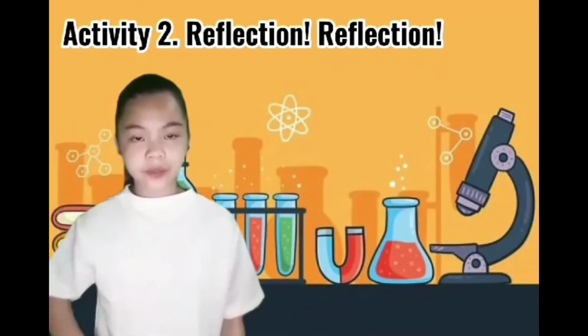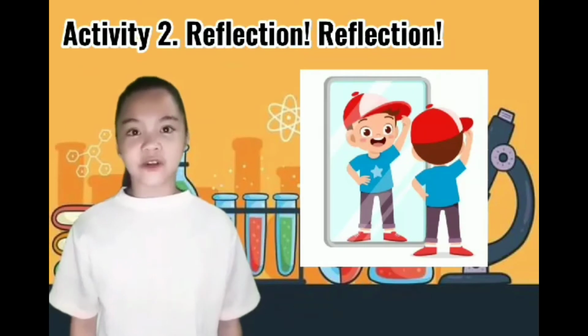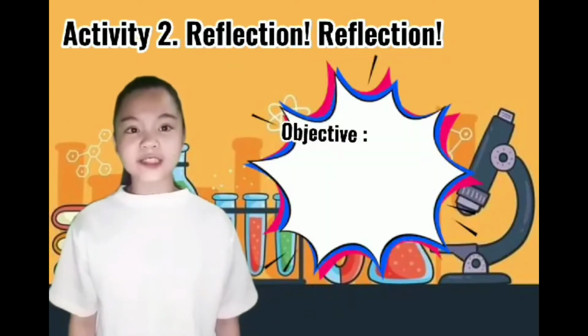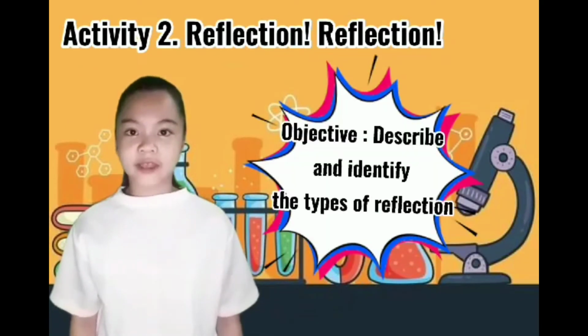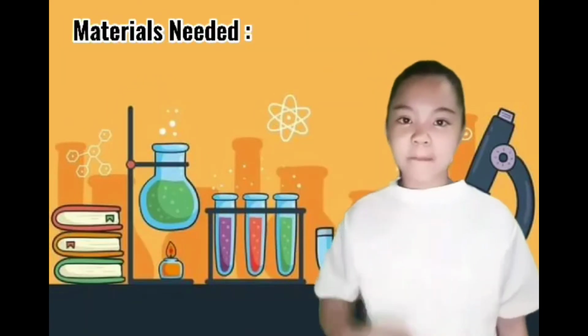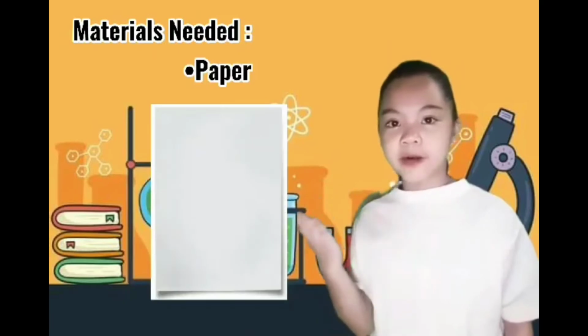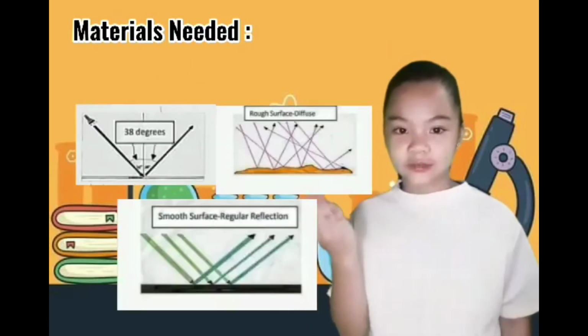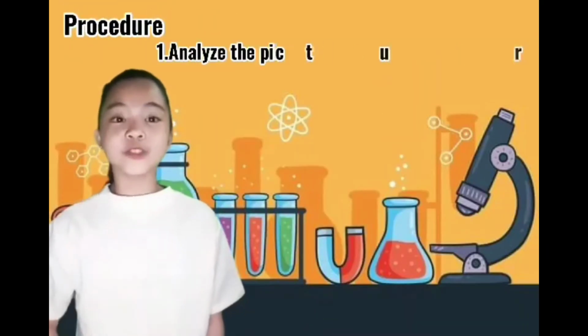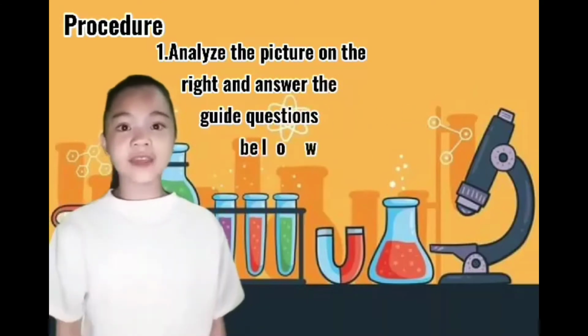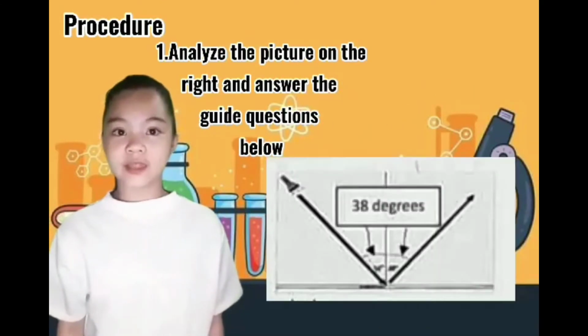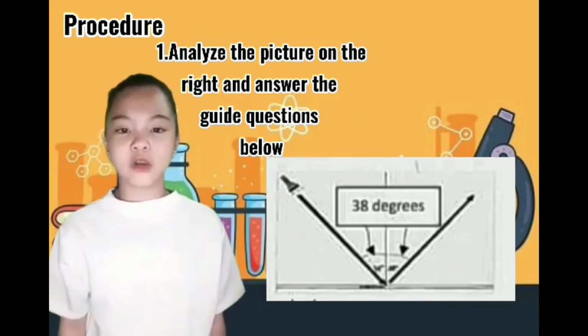Activity 2. Reflection. Objective: Describe and identify the types of reflection. Materials needed: pen, paper, and illustration. Procedure. First, analyze the picture on the light and answer the guide questions below.